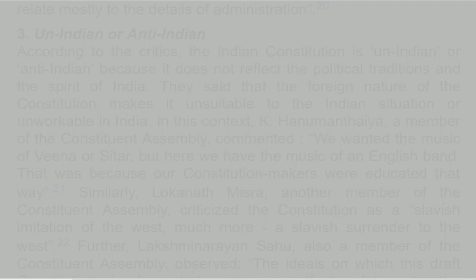Articles 152 to 237. Chapter 1: General, Article 152. Chapter 2: The Executive, Articles 153 to 167. Chapter 3: The State Legislature, Articles 168 to 212. Chapter 4: Legislative powers of Governor, Article 213. Chapter 5: The High Courts, Articles 214 to 232. Chapter 6: Subordinate Courts, Articles 233 to 237.